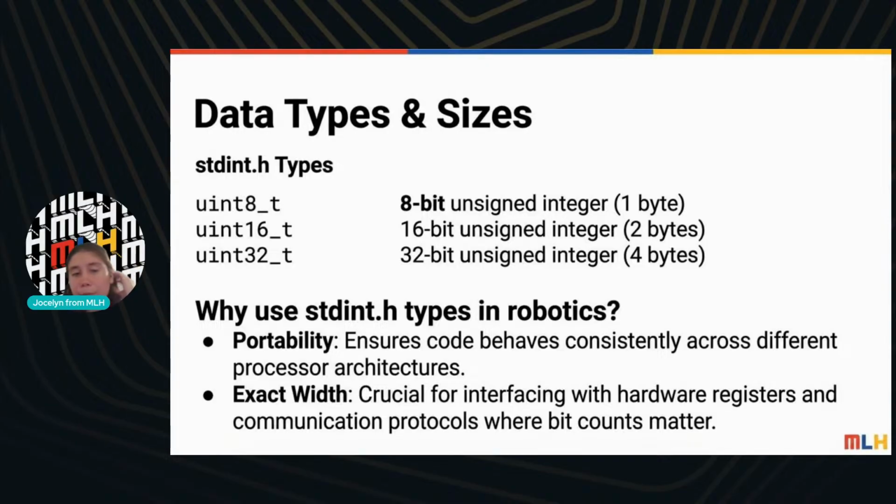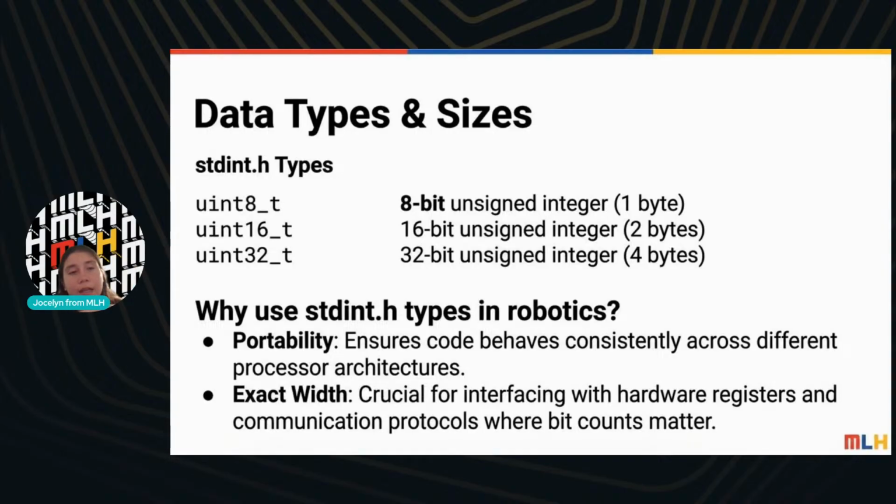And yes, it is important to use these different data types in robotics, because we ensure that the code behaves consistently across different processor architectures. And we are also using the exact width, which is important for interfacing with hardware and registers, especially for communication protocols where bit counts matter.